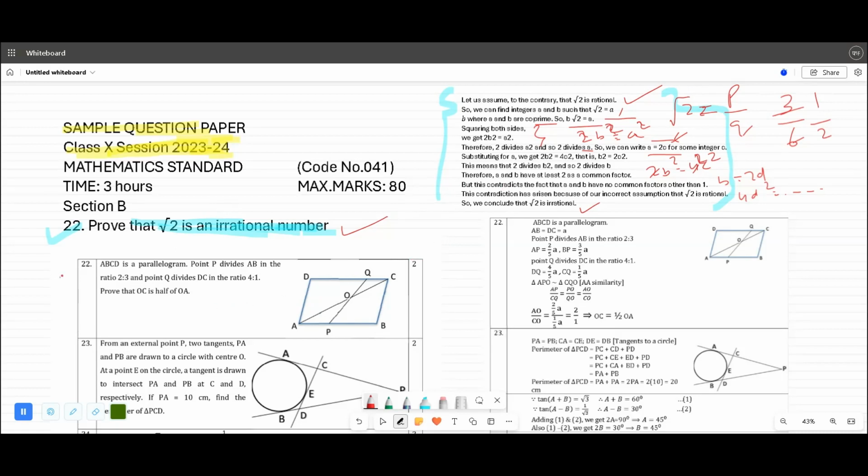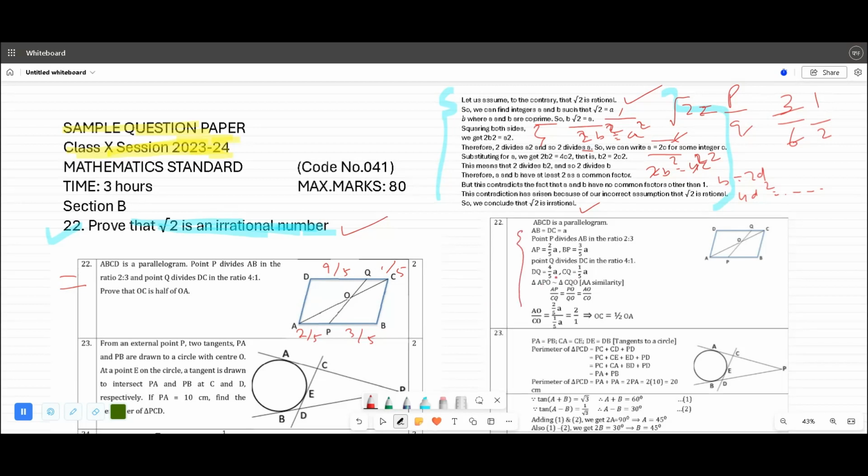Now we'll move on to question number 22. ABCD is a parallelogram. So here we have ABCD. Point P divides AB in the ratio of 2:3. That means this is 2 by 5 and this is 3 by 5, correct? And point Q divides DC in the ratio of 4:1. That means this is 4 by 5 and this is 1 by 5. Is that correct? And that is what I have put here.